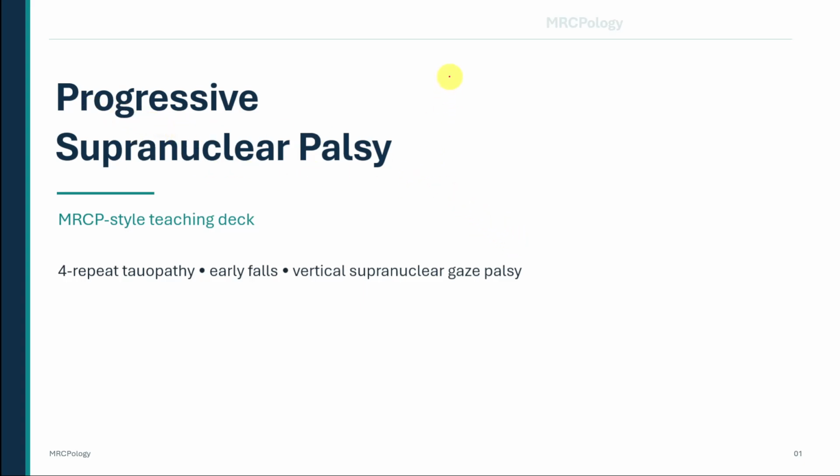Imagine an older patient who is repeatedly falling backwards, has stiffness, speaks with a strained or slurred voice, and when you ask them to look down, their eyes do not move properly. The first thought may be Parkinson disease, but the early backward falls and vertical eye movement problem should make you think of progressive supranuclear palsy.